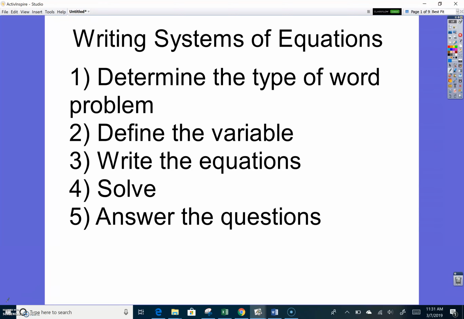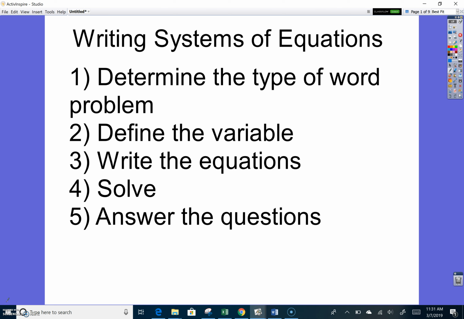Alright, today you will be writing a system of equations from word problems, okay? These are the steps. It's much like writing an equation. Determine the type of word problem. There are going to be 4 kinds of word problems. Today you're going to learn 2 of them.